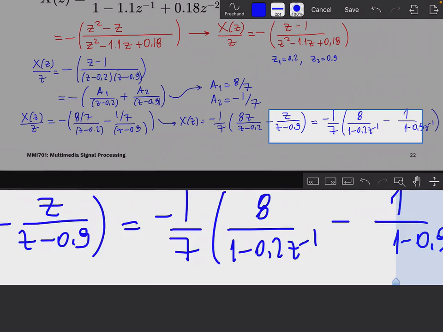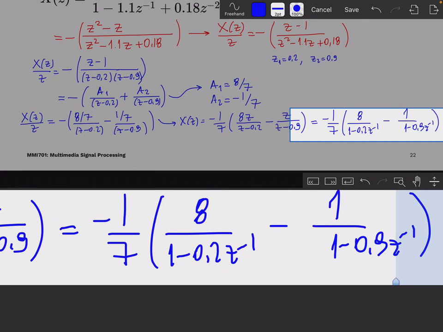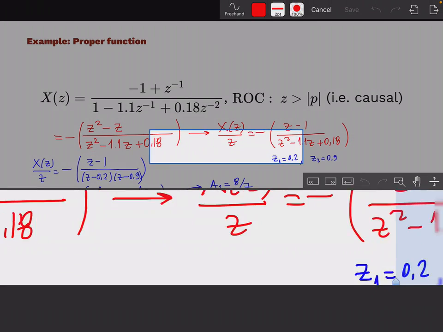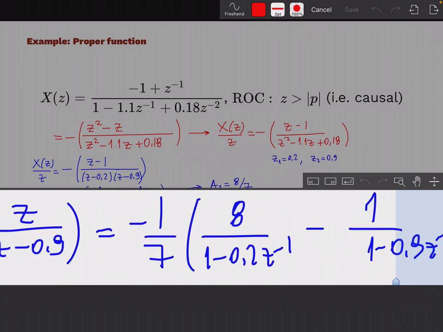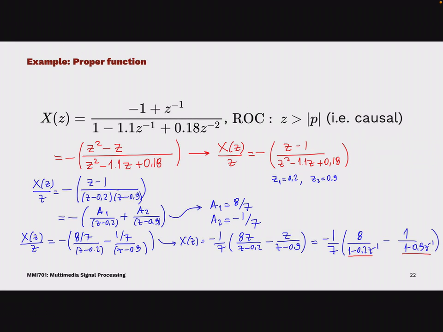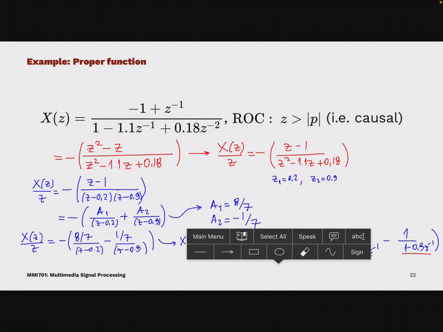Now we know that this term comes from an exponential sequence, this first term, as well as the second term. So these two terms come from exponential signals. So this is eventually a combination of two exponential signals, and we can write it as such.